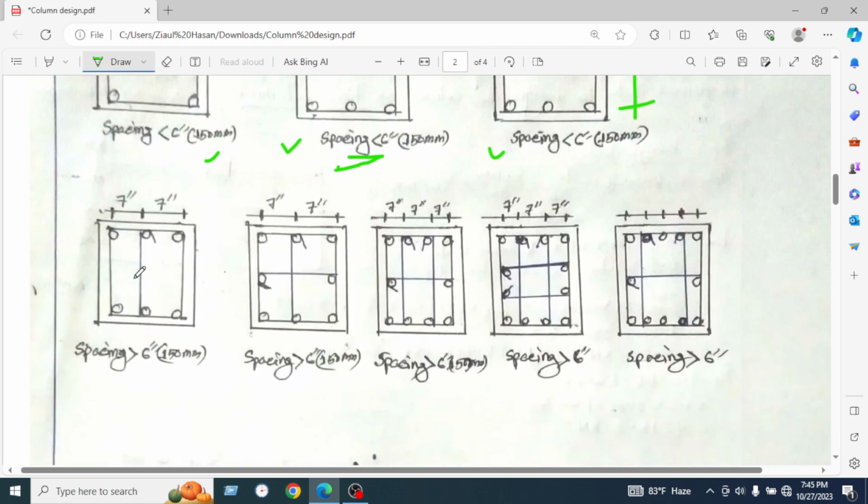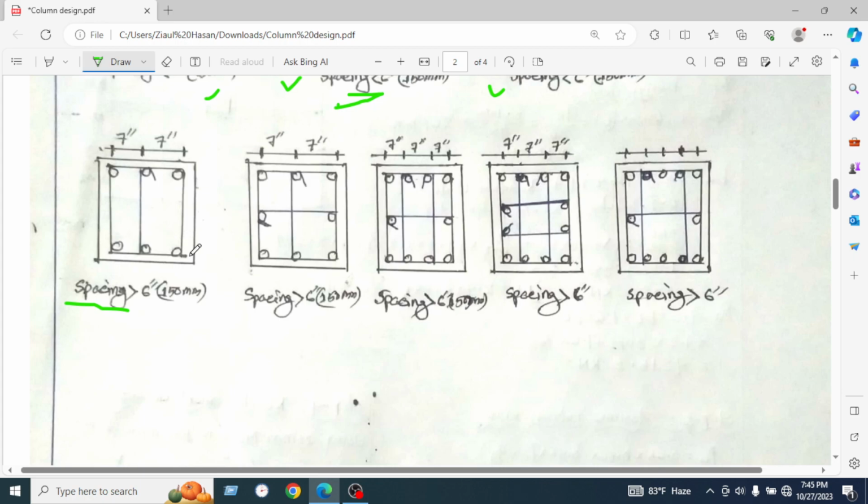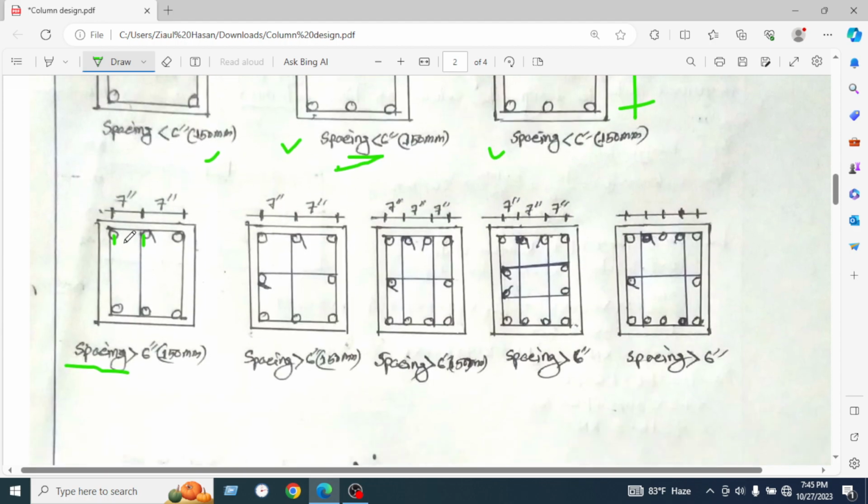On the other hand, we can see this picture, in which the spacing is less than 6 inches. Spacing means main bar to main bar spacing, not the spiral bar, so remember it. So this is the main bar. Main bar to main bar spacing greater than 6 inch or 150 millimeter, which is 7 inch. We have assumed this 7 inch by 7 inch, so we will use one leg. Here is the one leg. This is called one leg.